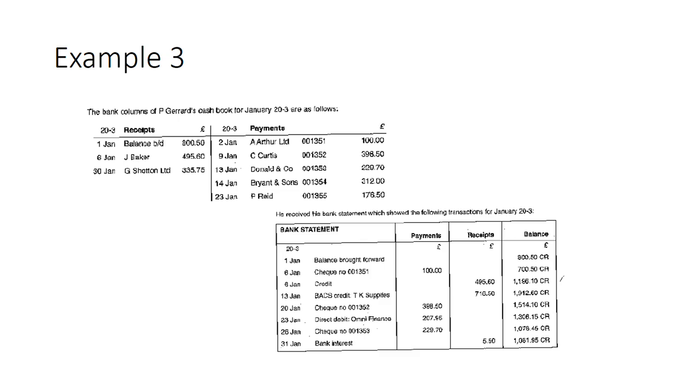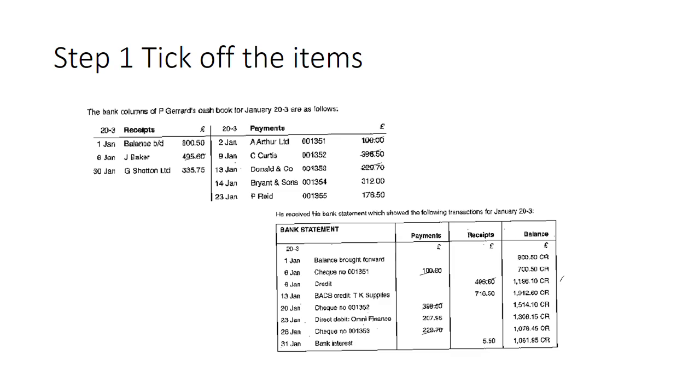Pause it again as well if you want to do that. And then when you come back, hopefully you've ticked off the items, and this is the first lot that we've ticked off. Okay, that's step 1. So this 100 here, this 100 here, this 398 is here, 229 is here, and that's there. We ticked off those items.